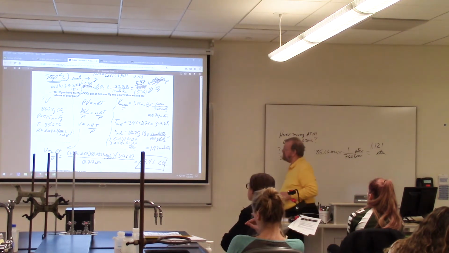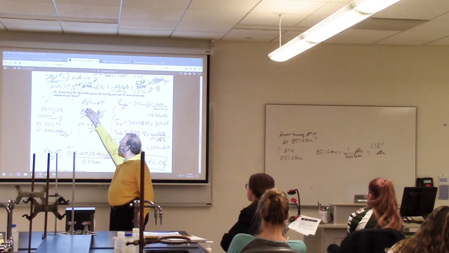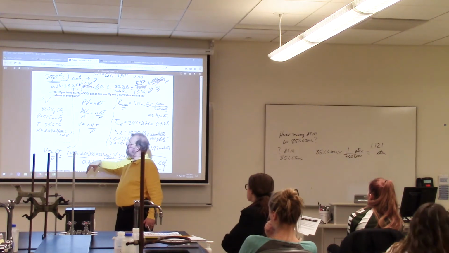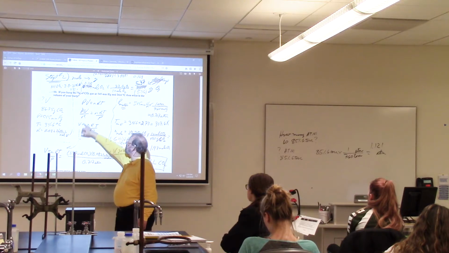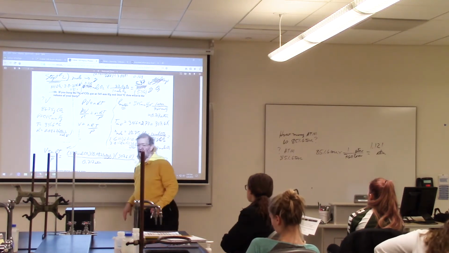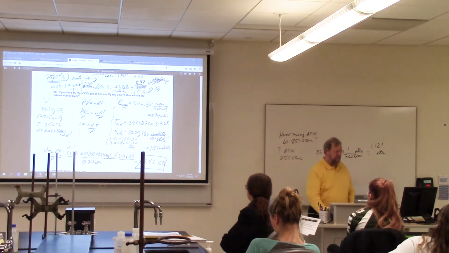We're trying to find volume, PV equals nRT. We want volume alone on one side. How do we get rid of P? Divide by it. Whatever you do to one side, you do to the other. And when you do that, you get volume equals nRT over P. But now you have to convert things.